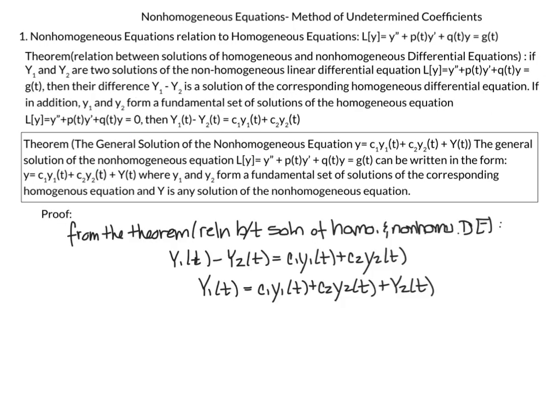And the proof of this theorem comes directly because of this relationship, the previous theorem, between solutions of homogeneous and non-homogeneous differential equations. In particular, we had that y1 of t minus y2 of t is equal to a linear combination of the fundamental set of solutions, which means we can solve for y1, and that's going to be a linear combination of the fundamental set plus a particular solution. That is a particular solution of the non-homogeneous differential equation. As I have mentioned, we haven't yet learned how to find this particular solution, but that's exactly where the method of undetermined coefficients comes in.